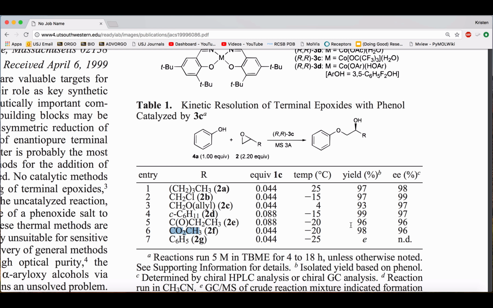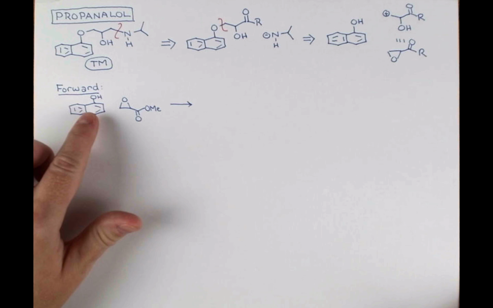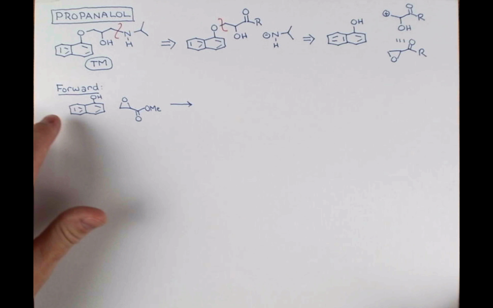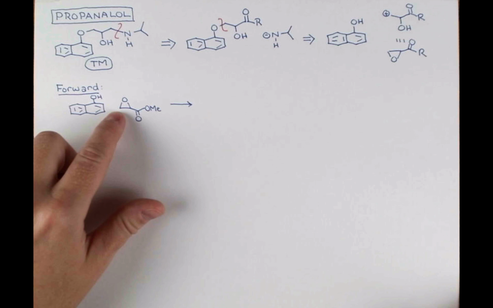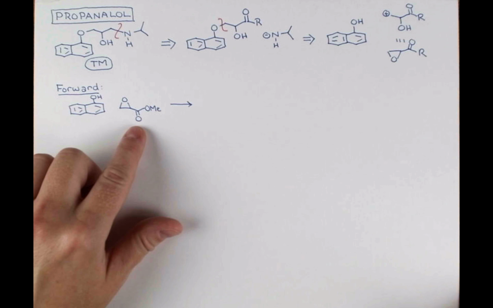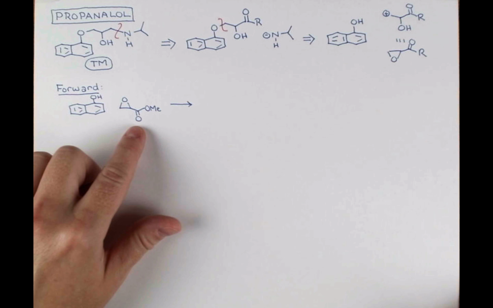This opens the epoxide, leaving the ester on the molecule. So we have precedent to open our epoxide and leave our ester in place. Well, now with that information and this precedent, we can go back to our synthesis. Now that we have precedent for phenols or naphthol here, opening up epoxides at this carbon atom and preserving the ester, we can go ahead and write up this reaction.